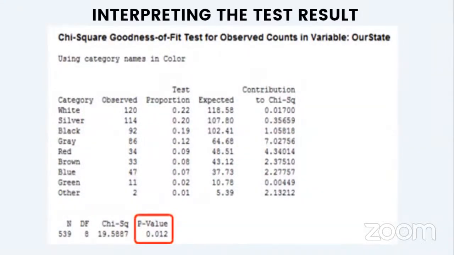As you can see, now we are interpreting the test result. The chi-square goodness of fit test for observed counts in variable Our State, using category names in Color. There are many colors: white, silver, black, gray, red, brown, blue, green, and other. From this test result, we get the p-value, which is 0.012.